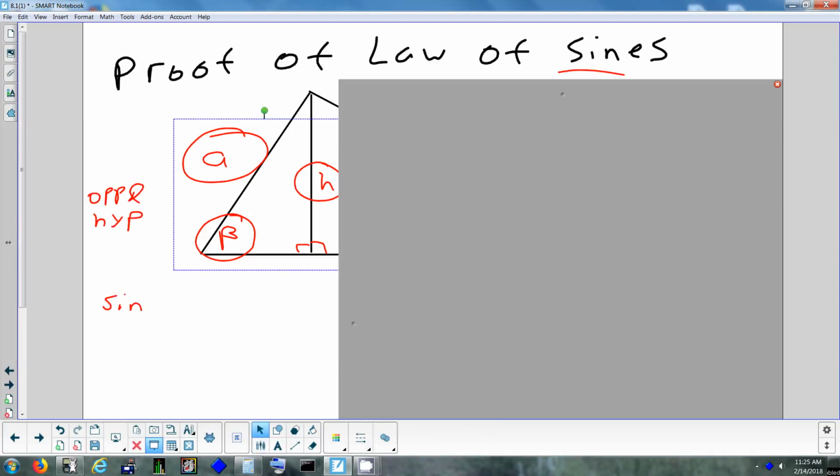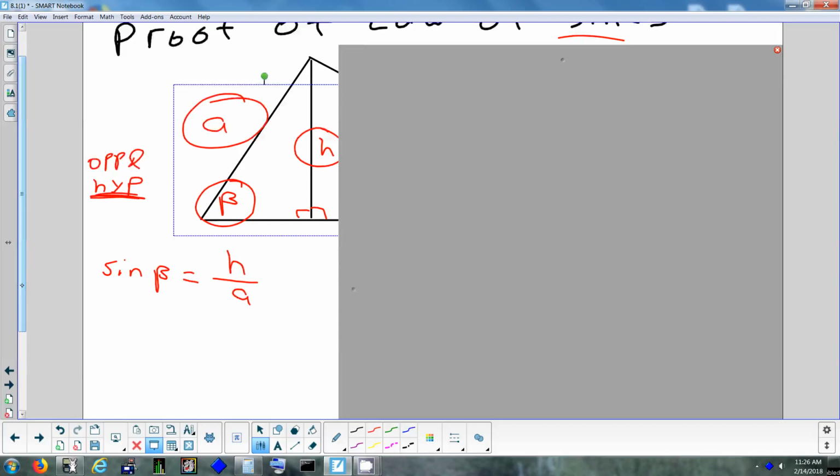So the sine of your angle would equal, what side is opposite beta? What did we call it? H. And what side is the hypotenuse? A. Okay, now I want to get H by itself. So how would I move A to the other side? Multiply. So we just came up with a formula to find the height. It's A times the sine of beta.